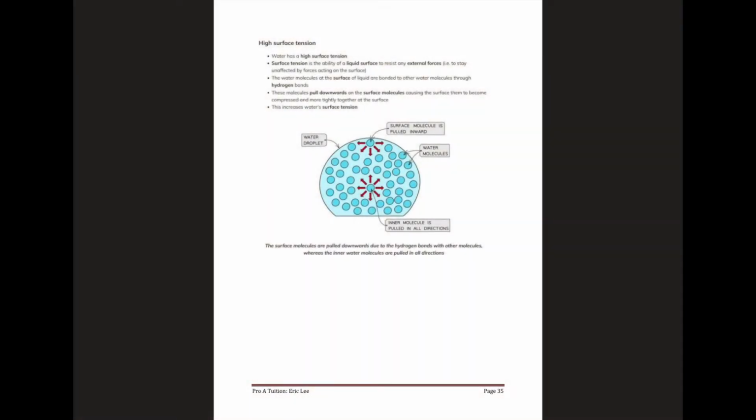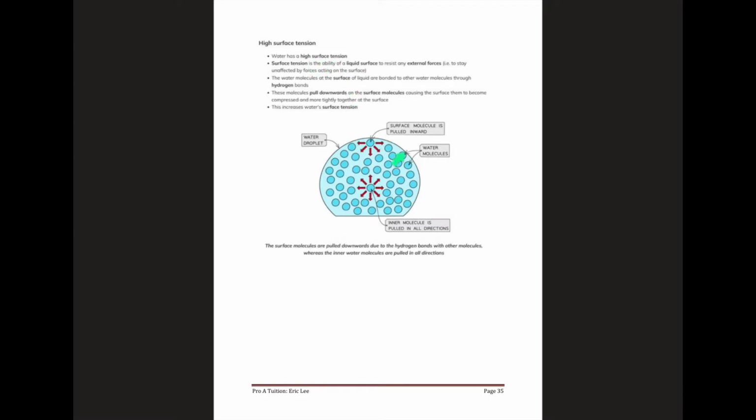So this is high surface tension. You have to know that water has hydrogen bonds, and at the end it has high surface tension, until certain insects can walk on the water surface. So the first point, they say water has a high surface tension.